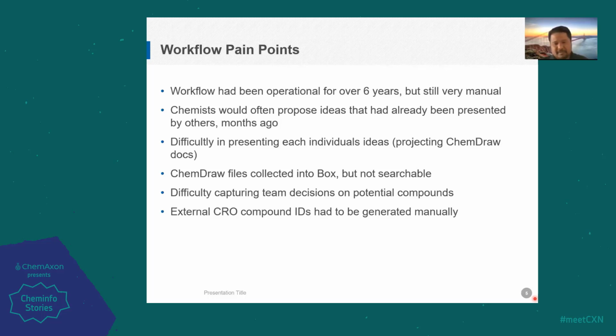And when chemists are in the same room together, it was kind of difficult presenting each individual's ideas. Everybody has their own ChemDraw files or Marvin files or PowerPoints. And these files are dropped into our Box repository, but it is not chemically friendly to search. So in the end, it was really difficult for the project team to capture the decisions on which compounds are going to make it to the next step. And as mentioned earlier, and really the crux of it, and that's why we've engaged Chemaxon to help us out, is that these external CRO IDs are generated manually.